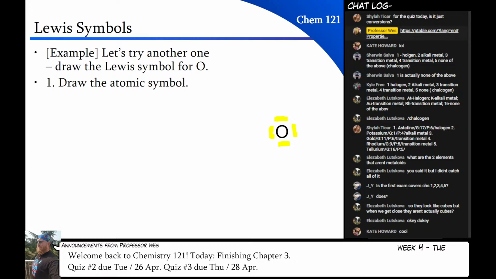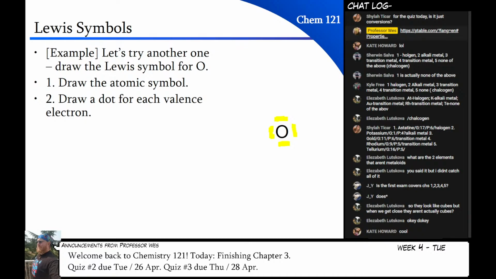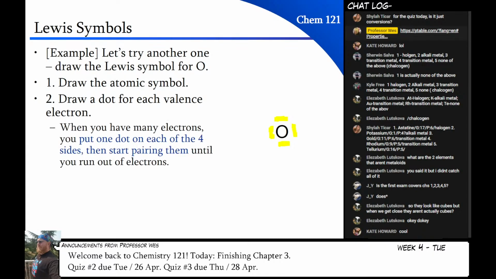All right, hopefully you have drawn something. So here's what I drew for my solution. If we count the number of valence electrons, first we would go to the periodic table. We find oxygen, so there it is. Oxygen is in group 16. The 1's digit is a 6. That means oxygen has 6 valence electrons. We would draw 6 dots, 1 dot for each valence electron. And we're going to put 1 on each of the 4 sides before we start pairing them. And there you go.